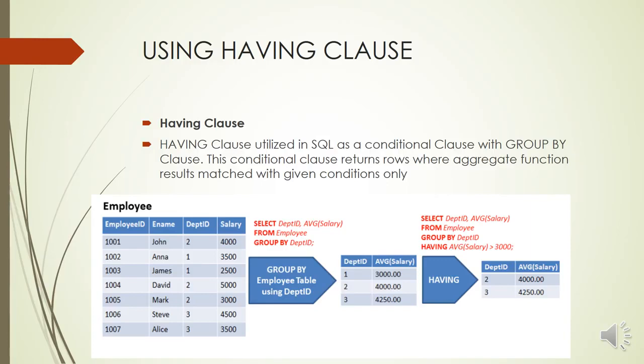See the example here. Select department ID, average salary from employee, group by department ID, having average salary greater than 3000. Here the condition is that the average salary is greater than 3000, which has been displayed here. Let us see the significance of both the WHERE clause and the HAVING clause in the next slide.